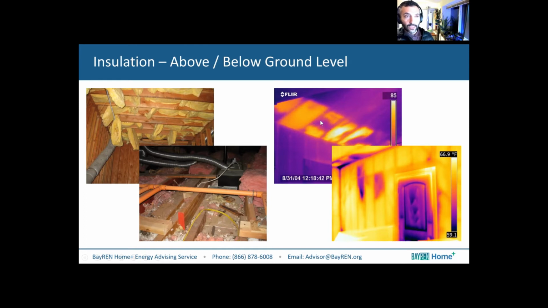Same thing with the ceiling here, probably vaulted ceilings. Insulation most likely was inserted maybe at the top, like a vaulted space or something. They forgot or they couldn't get to the space that's lower, and now you've got all these hot spots. That's super hard for an AC system to counteract that, or for a furnace to counteract that.